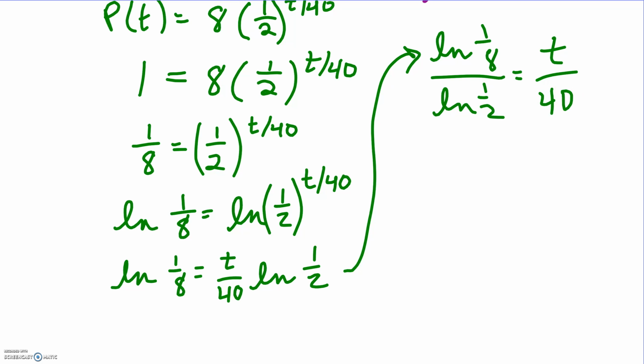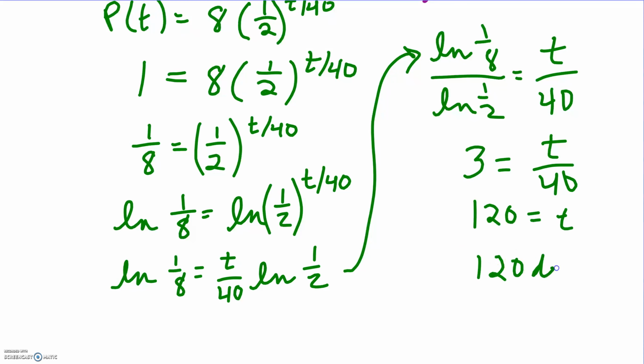Let's put this in our calculators here. I'm doing that over to the side on my calculator. Natural log of 1/8 divided by natural log of 1/2. That's equal to 3. And then 40 times 3 is 120, which is what we knew the answer was going to be, 120 days. But there's the way that you would algebraically solve that one.